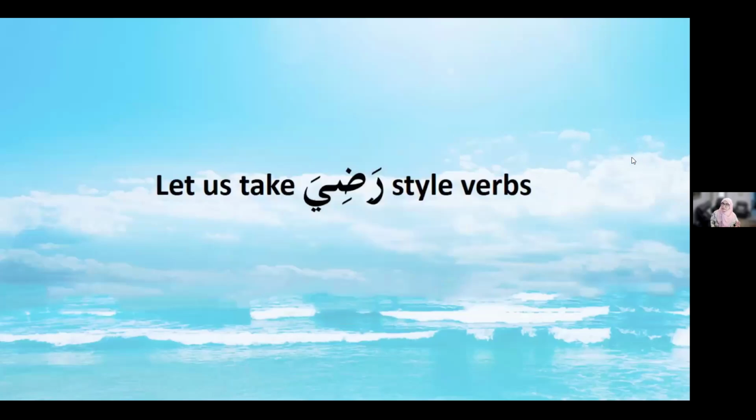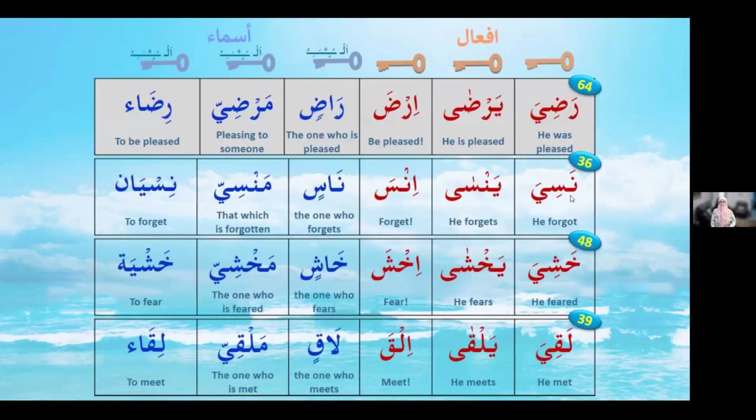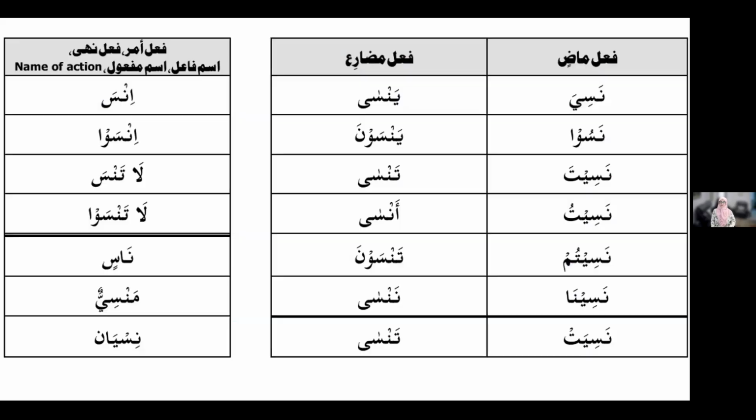You have learned the radiya style words. Now we will do radiya style verbs, more of the verbs on the same style. We'll practice three more words, so by the end of it, you will know it perfectly. The three words are nasiya, khashiya, laqiya. I'm going to give it to you here so it's easy for you.